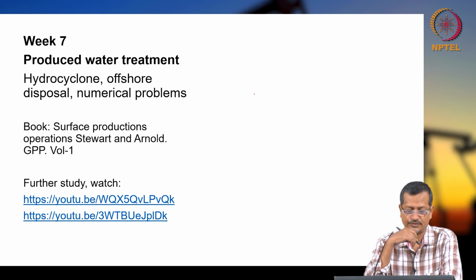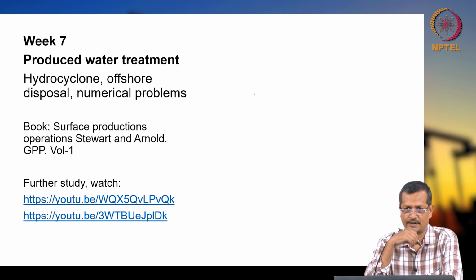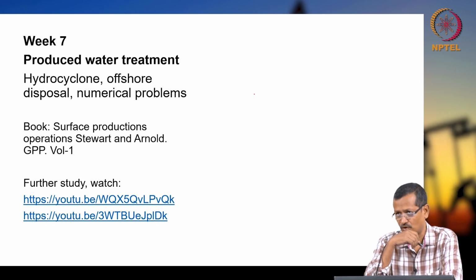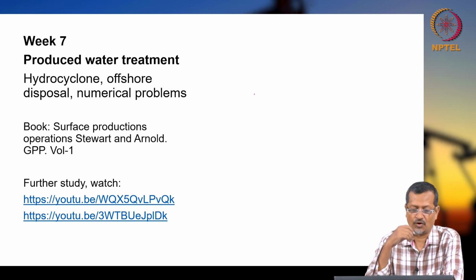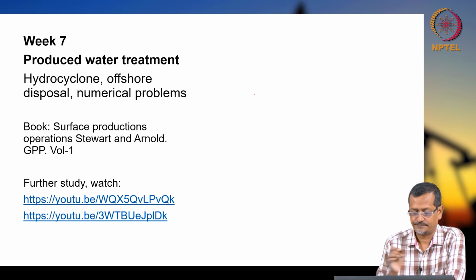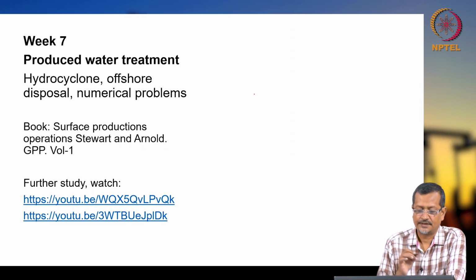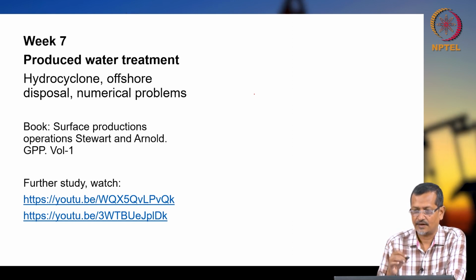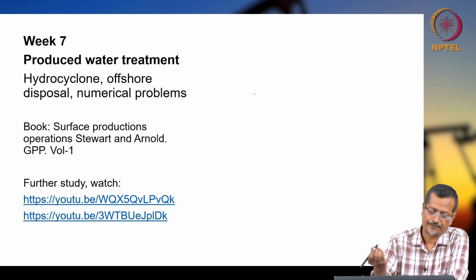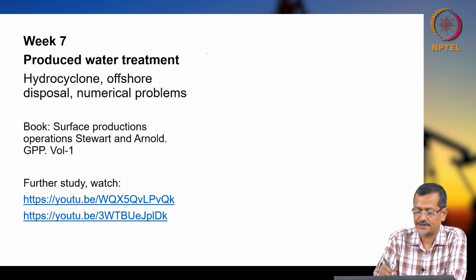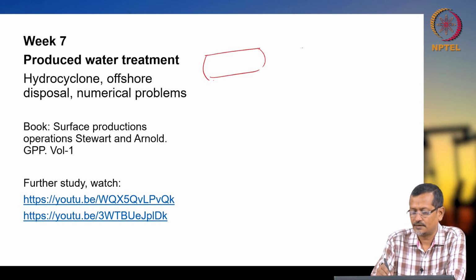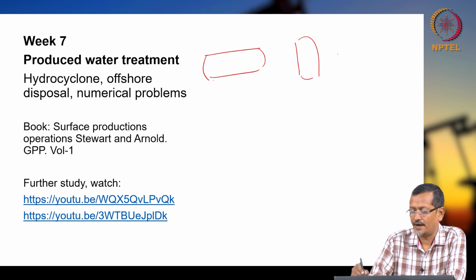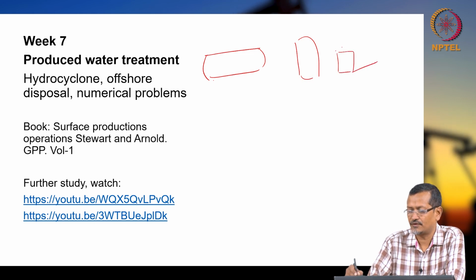Good morning, everybody. Today I'll start the topic hydrocyclone offshore disposal system and a few numerical problems. So how to solve it, how to design or how to size the offshore disposal, how to size this skimmer for vertical, horizontal, for rectangular cross section. Now, in previous lectures we have seen that there will be horizontal skimmer, vertical skimmer, and some skimmer can have rectangular cross section.